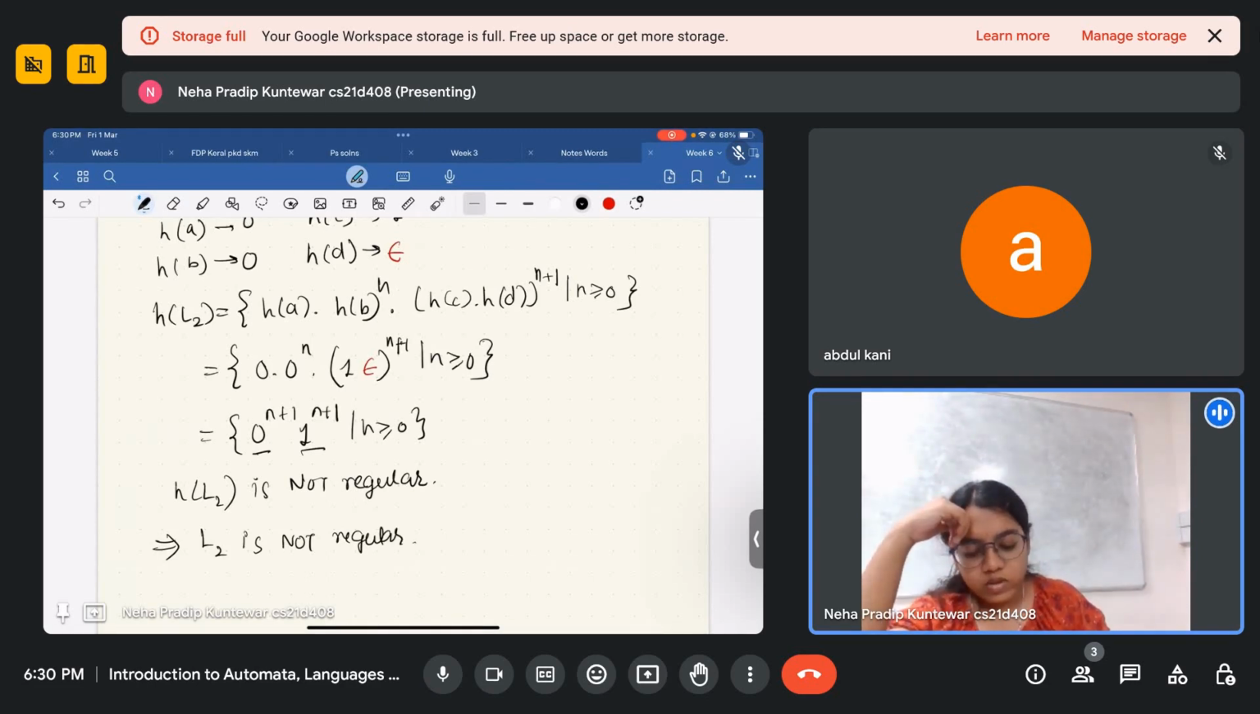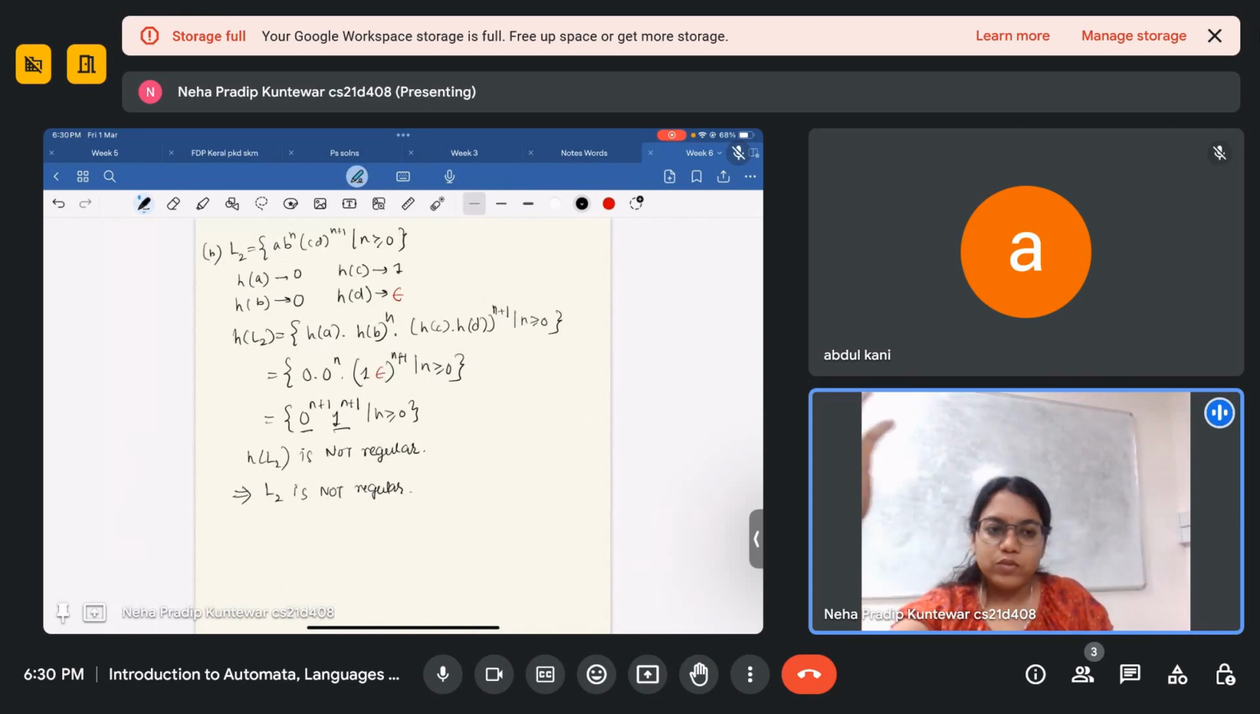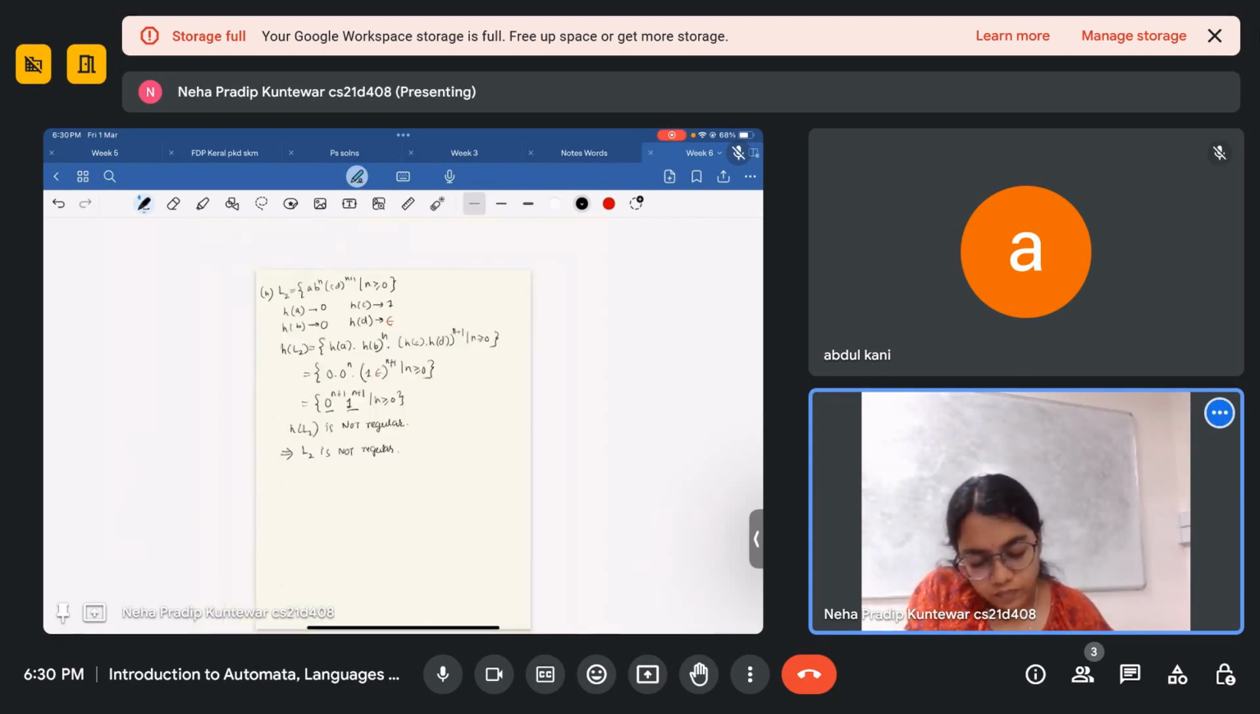Okay, so this is how you basically use homomorphisms. Of course, you can use the pumping lemma to show that something is not regular, but if you can already reduce to some other known language which is not regular, then it saves you a lot of effort. So that's how you can use homomorphisms to show that languages are not regular.